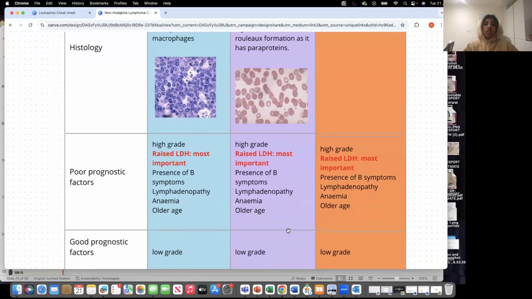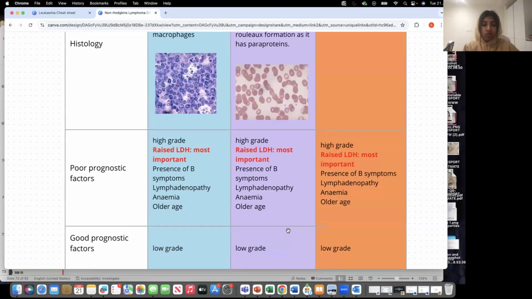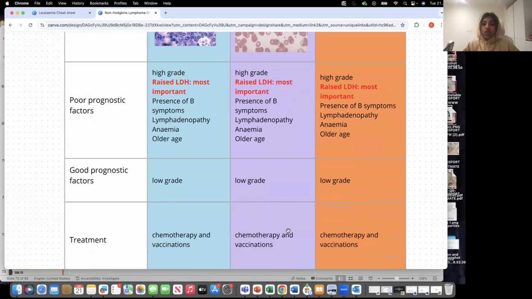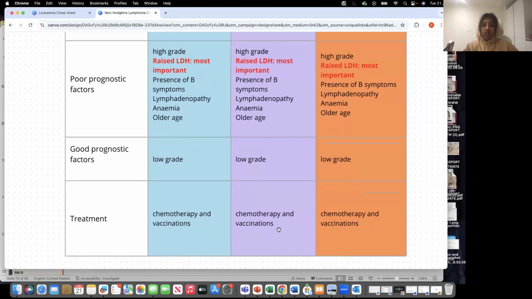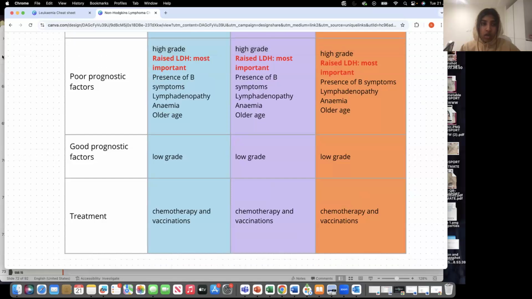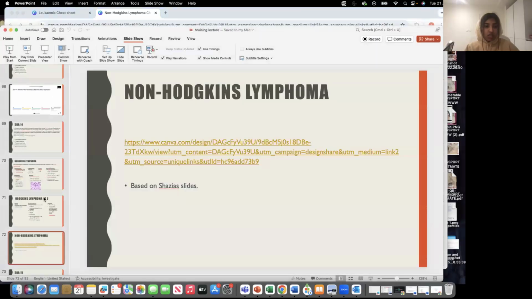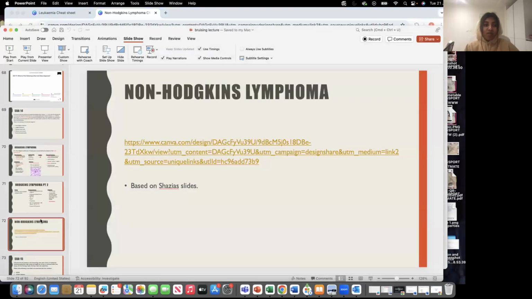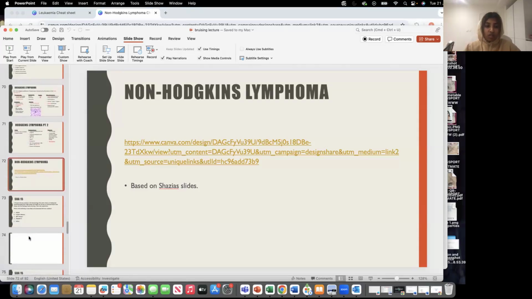Poor prognostic factors: raised LDH is the most important one, and I think that's most likely to be tested. Good prognostic factors apply if it's a low-grade lymphoma, and treatment is chemo and vaccinations. Okay, let's go back. Again, that was very quick. I'm conscious of time, and obviously you can read about it in depth in your own time.